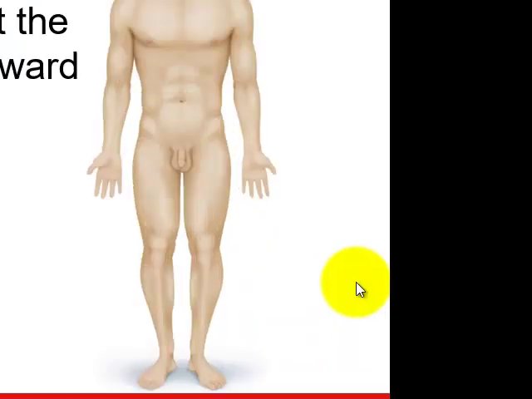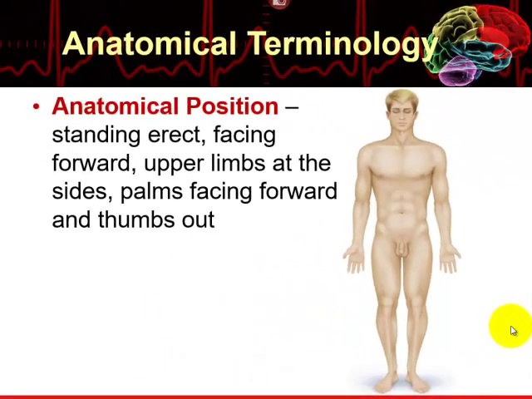I'm going to go back to the big naked guy here. Proximal means closer to the trunk, and we're talking about the limbs here in this case. So anything proximal is closest to here. Anything that is distal is further away from the trunk, or what is called a point of attachment.